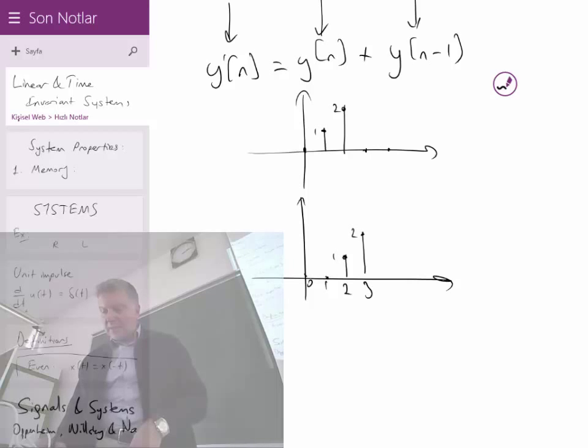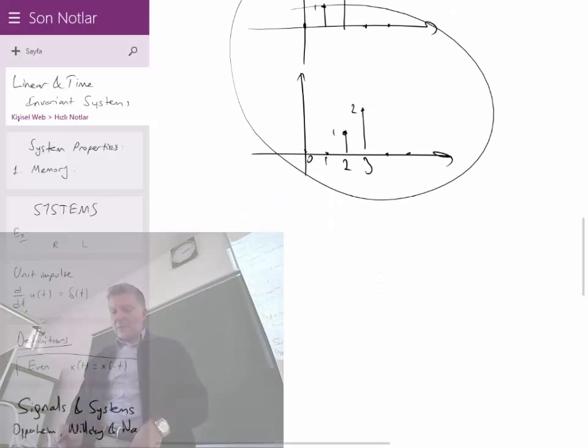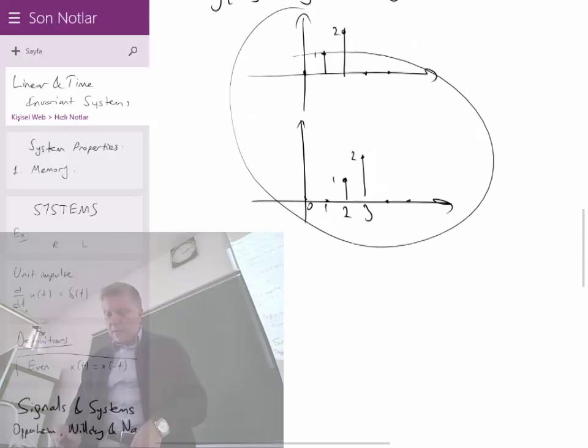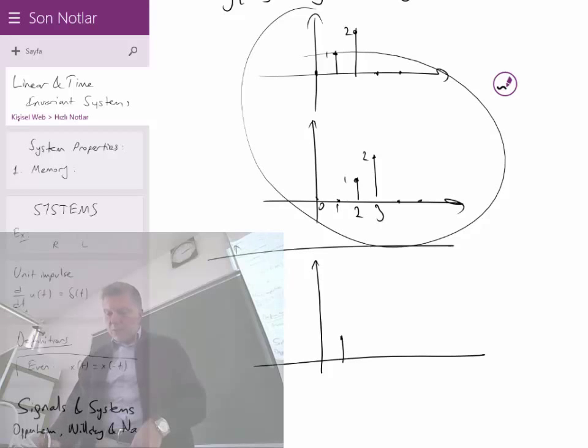And the others are zeros. Okay, so let's combine these two. Let's add them up. What's the summation? That is a summation operator. You just add them up. That is a 1 at 1, because it's 1 plus 0. Okay, as you see. And then 2 plus 1 is 3.